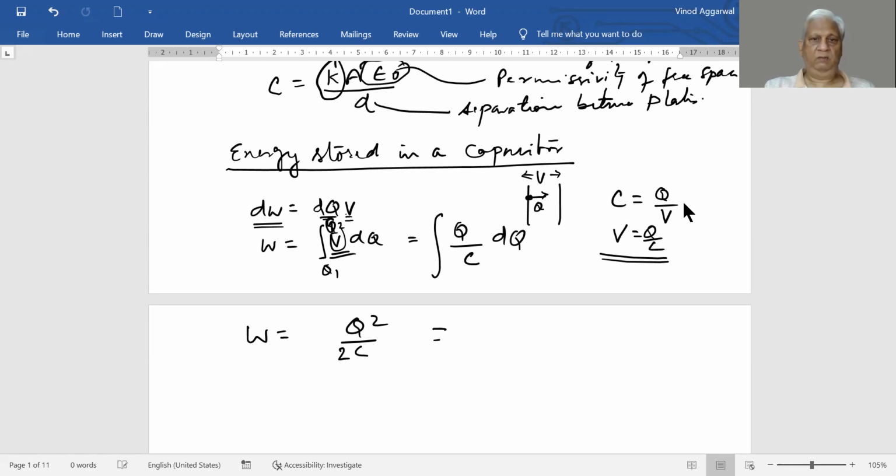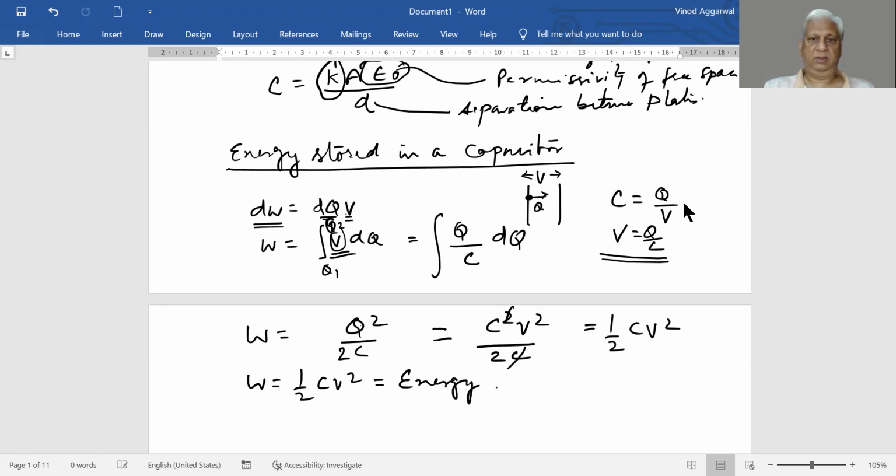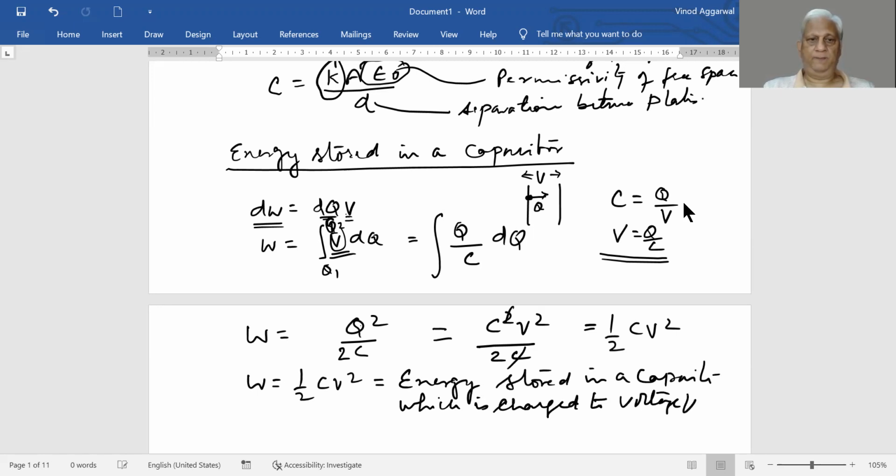And we can put back the value of Q. Q is CV. So work done is half CV square. This is same as the energy stored in a capacitor which is charged to voltage V.